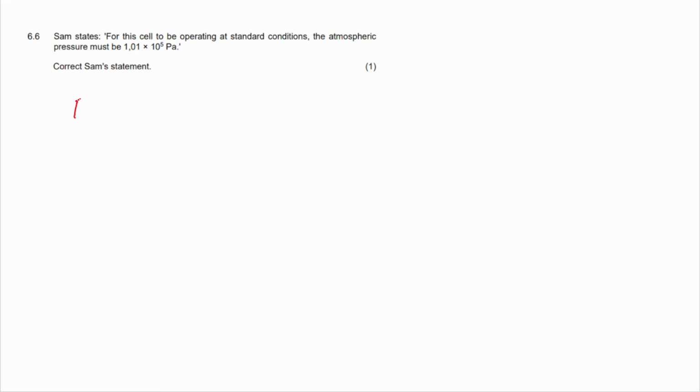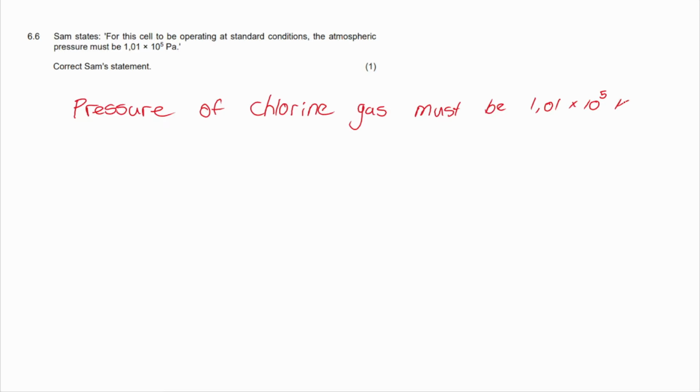Okay, so we can just say that the pressure of chlorine gas, right? Because we don't really care about the atmospheric, we just care about our substances. So the pressure of the chlorine gas must be that value over there, 1,01 times 10 to the 5 Pa. I wanted to say kPa, but it's just Pascal. Obviously, if you just shift that to 101, then you get to kPa, but don't worry about that. So yeah, it's just the pressure of chlorine gas needs to be that.